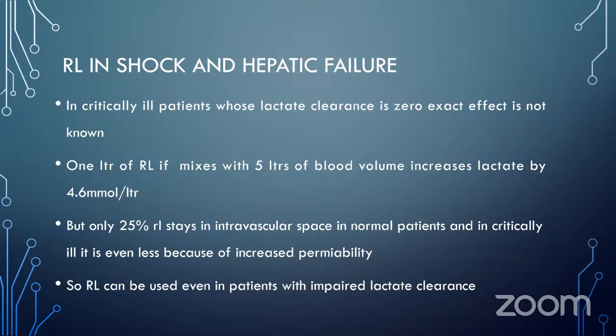So in critically ill patients whose lactate clearance is 0, the exact effect is not known. And 1 liter of Ringer lactate, if it mixes with 5 liters of blood volume, may increase the lactate by around 4 points. This is just a theoretical assumption. But only 25% of Ringer lactate stays in the intravascular space in a normal patient, and in the critically ill, it is even less because of the increased permeability. So Ringer lactate can safely be given even in patients with impaired lactate clearance.